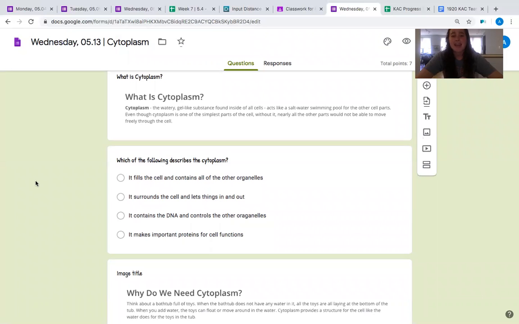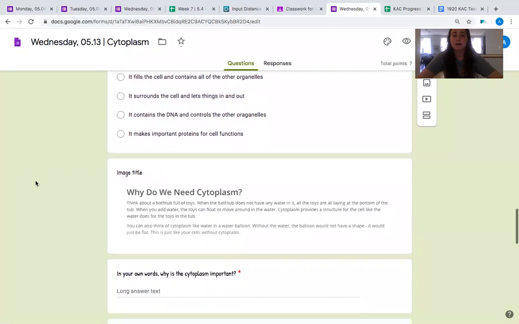All right, you should have said A, it fills the cell and contains all of the other organelles. If you didn't, that's okay. Change your answer now.